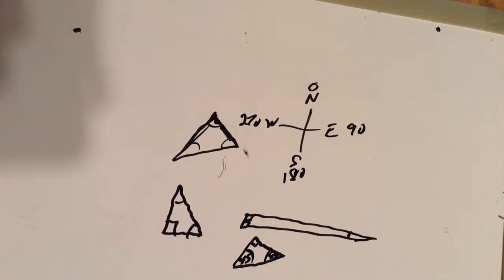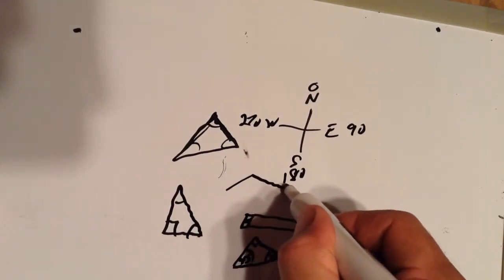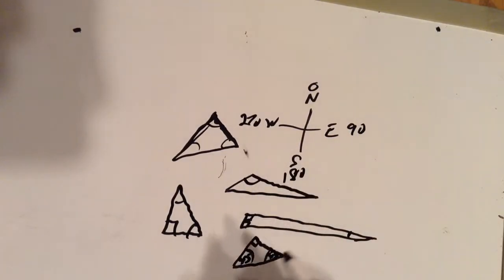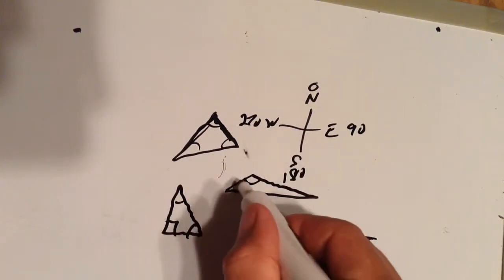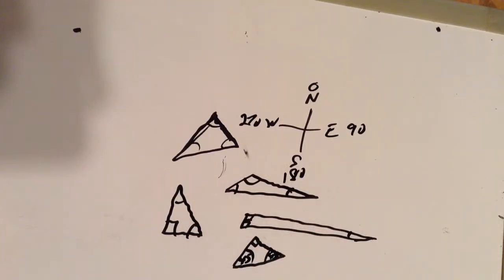A triangle may have an obtuse angle. That's an obtuse angle. It's greater than 90 degrees. Of course, that leaves these both being acute. Acute means sharp. Obtuse means dull.